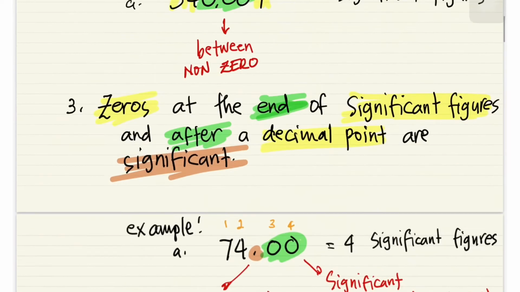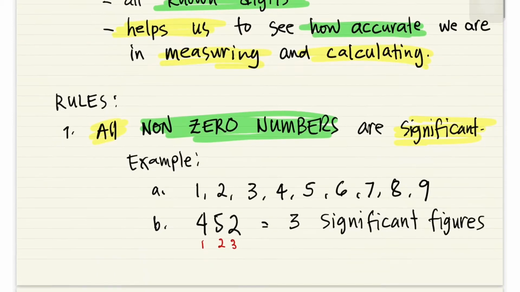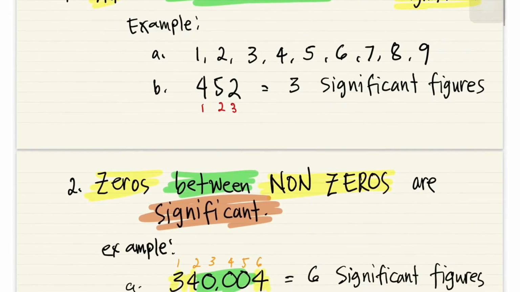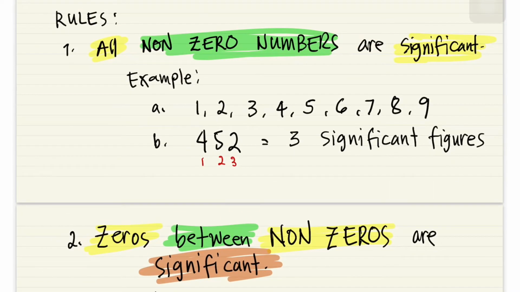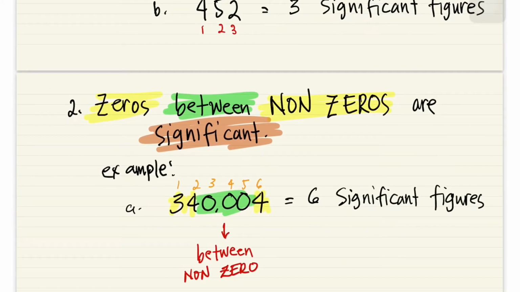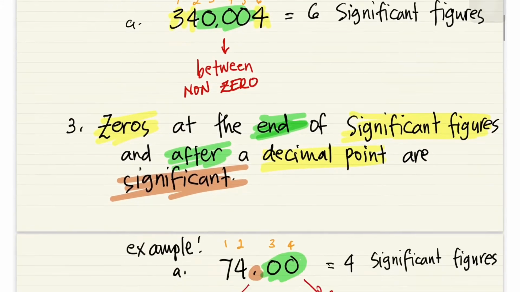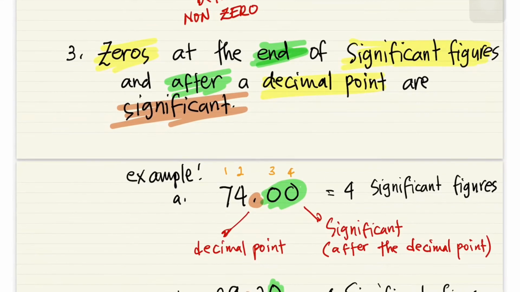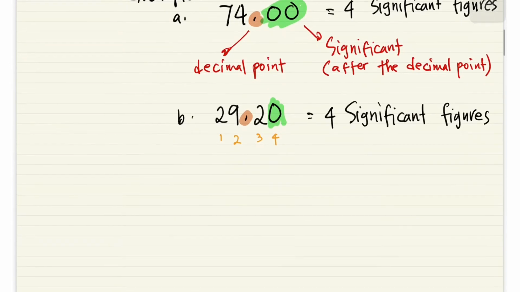Let's review the 3 rules that determine whether digits are significant. First, all non-zero numbers are significant. Second, zeros between non-zeros are significant. Third, zeros at the end of the significant figures and after the decimal point are significant.